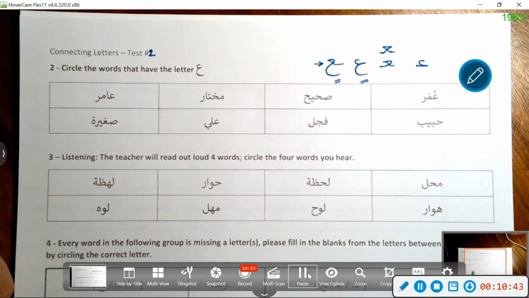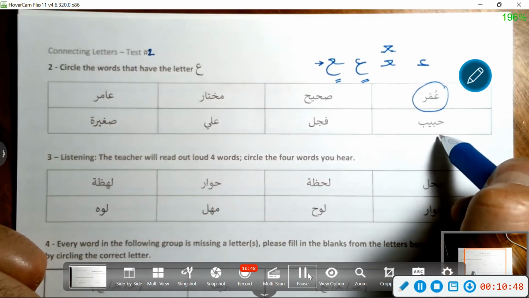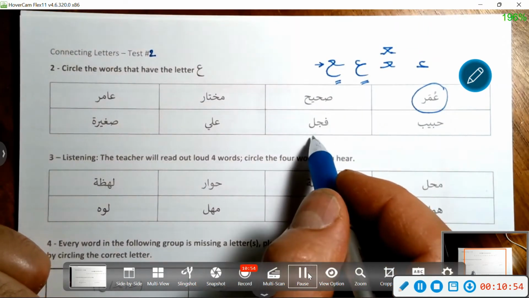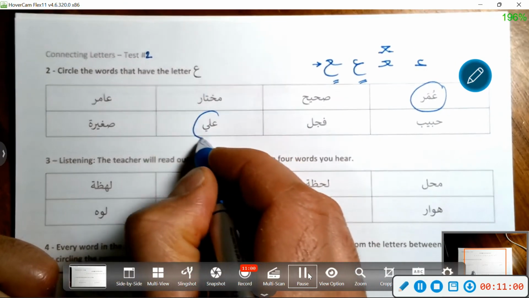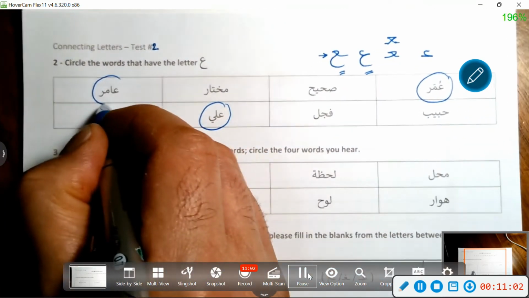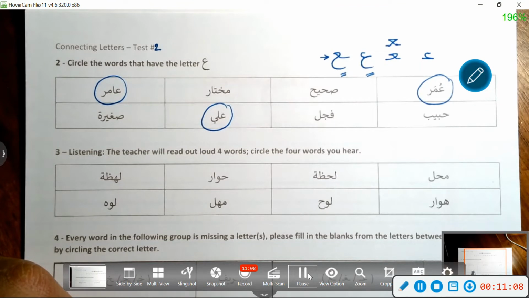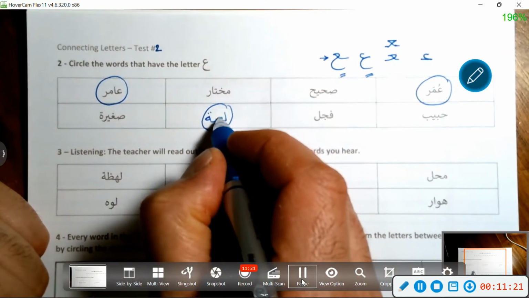So here, Omar has Ain. We circle it. Habib, it does not have Ain. Sahih does not have Ain. Fijl, same thing. Mukhtar doesn't have Ain. Ali, it does. And Amir, it does. Now it seems all they have Ain at the beginning of the word. Also, Lo'ba has Ain in the middle and it's closed, so we circle the Ain.